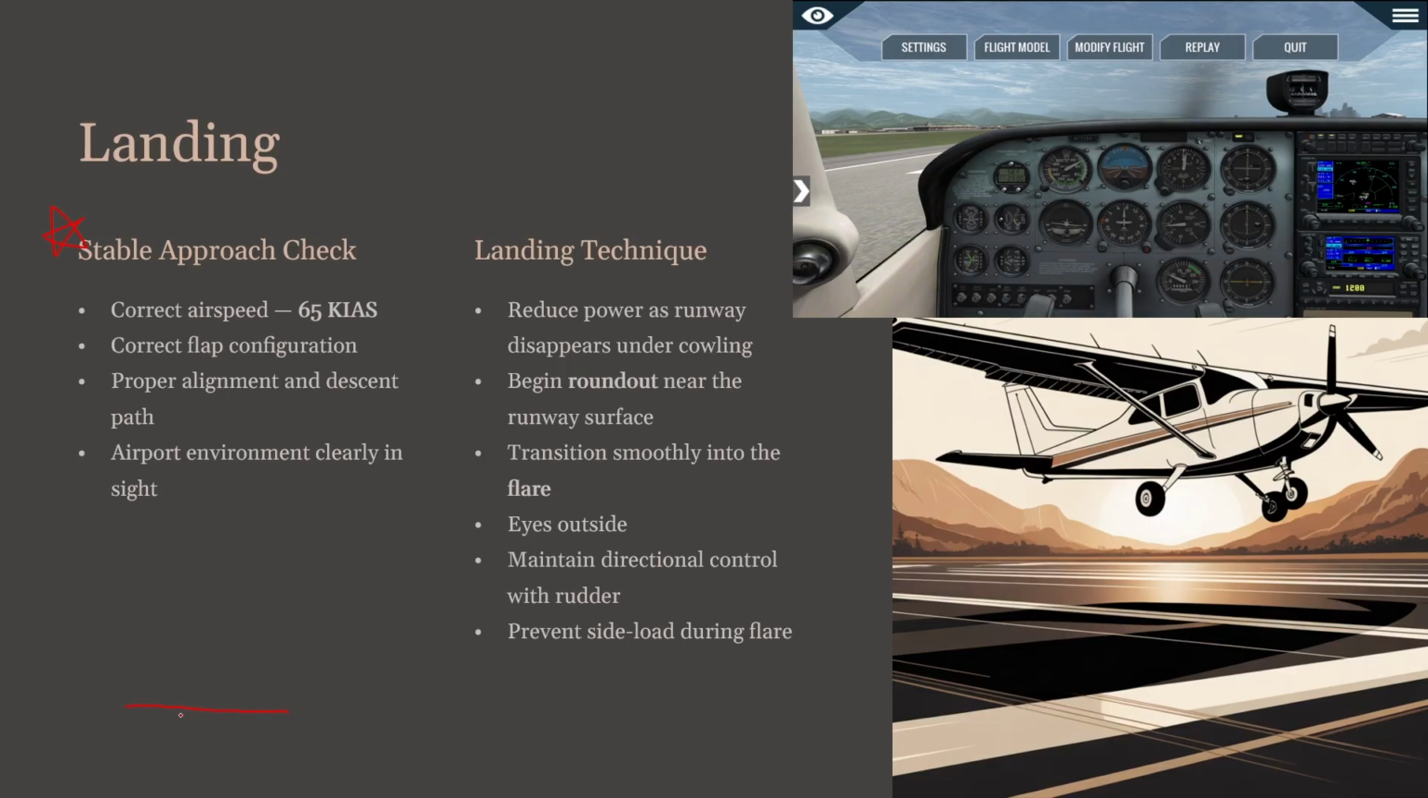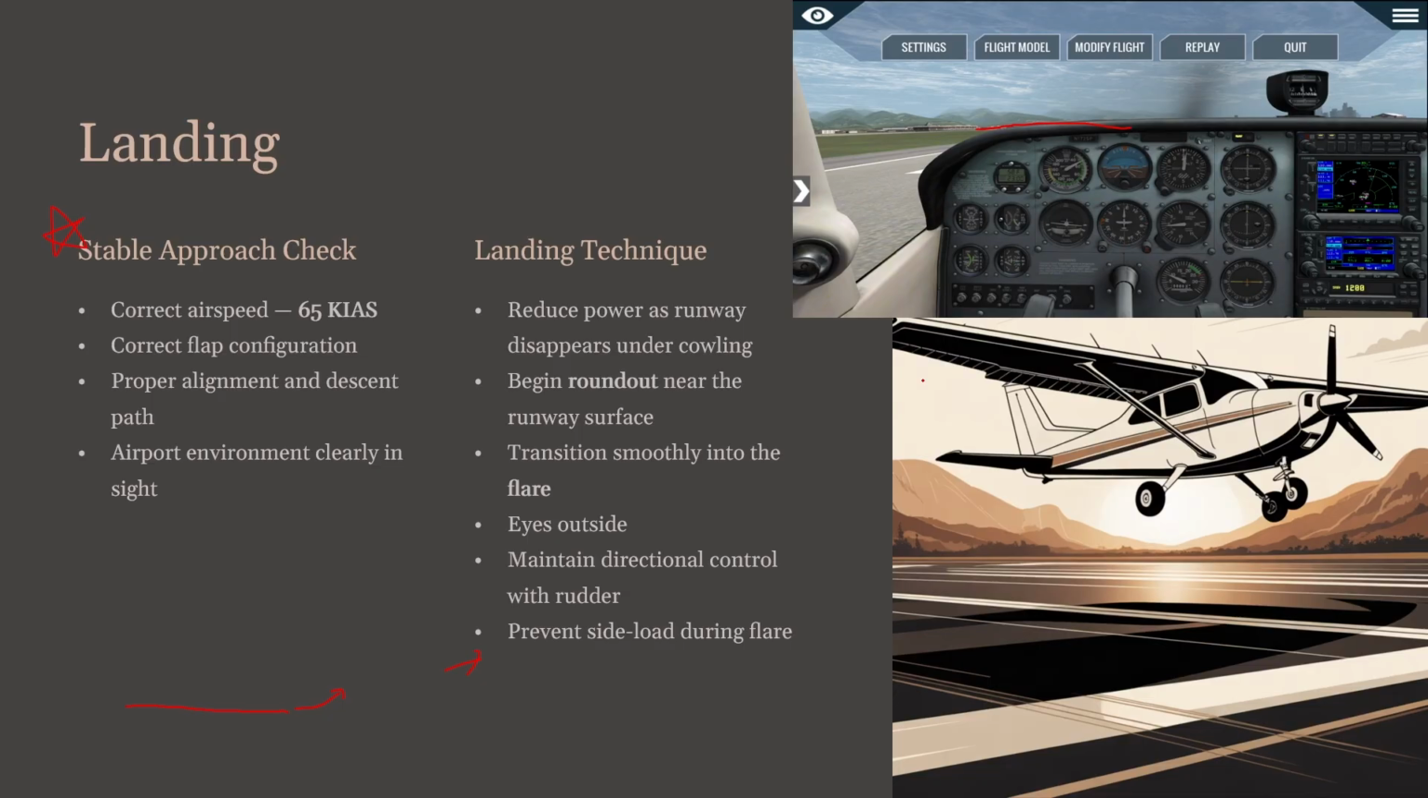This phase is called the round out, and during the round out, keep your eyes outside because you need to judge the airplane's height above the runway and the timing of the descent. As the airplane begins to lose energy during the round out, it will start to sink slowly toward the runway. At that point, gradually increase the pitch to hold at VY like this.